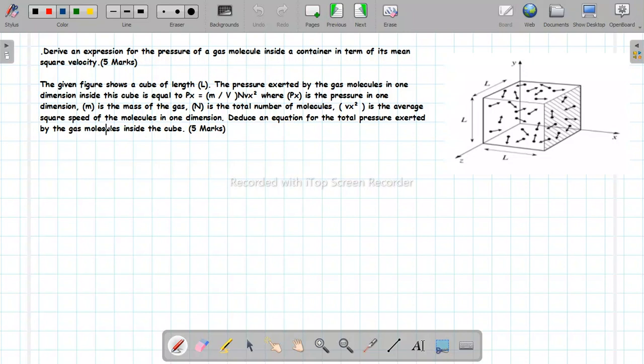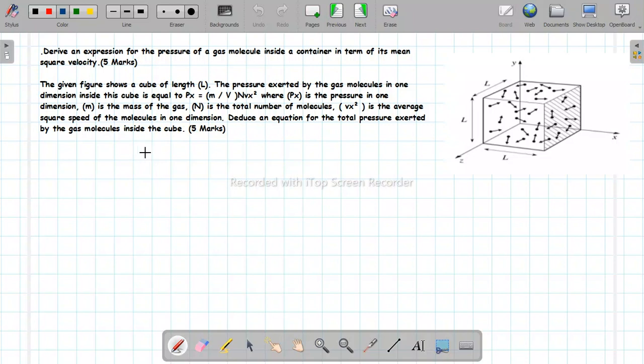where Px is the pressure in one dimension, m is the mass of one single gas molecule, capital N is the total number of molecules, whereas Vx² is the average square speed of the molecules in one dimension. Deduce an expression for the total pressure exerted by the gas molecules inside the cube.